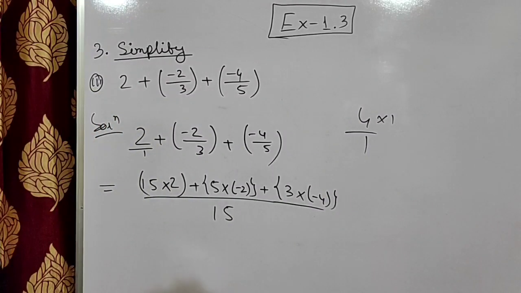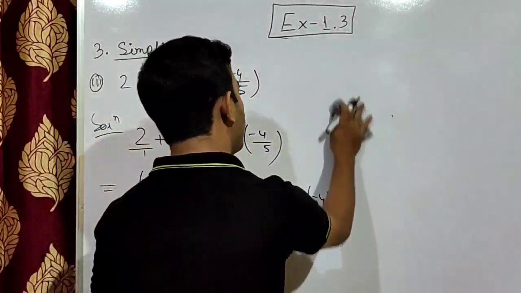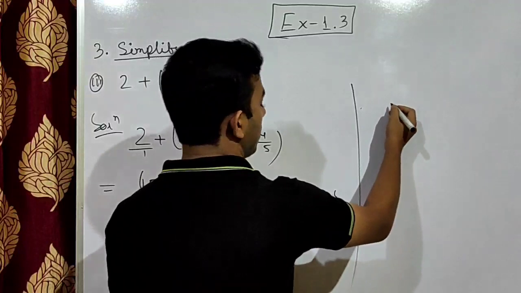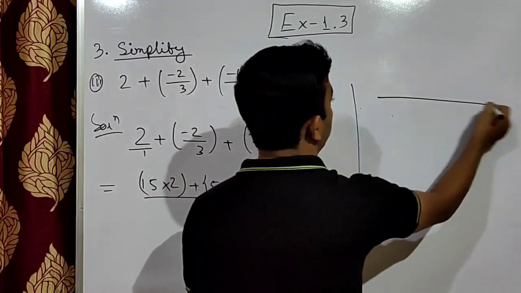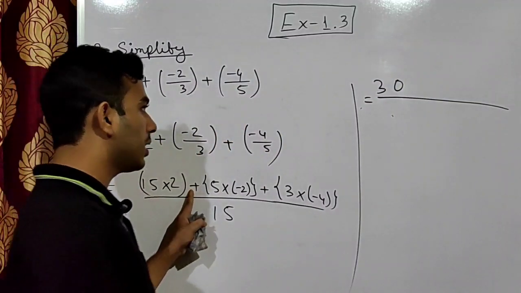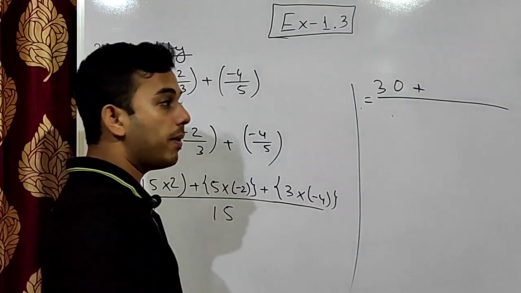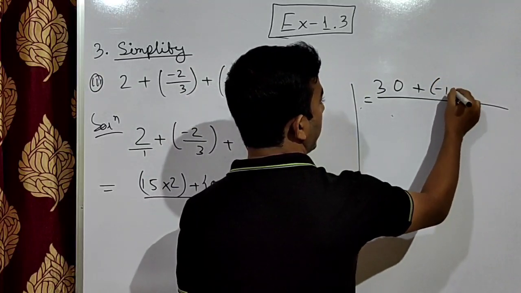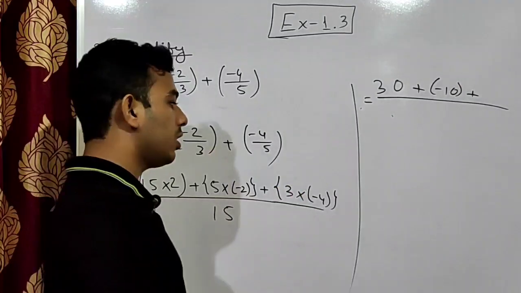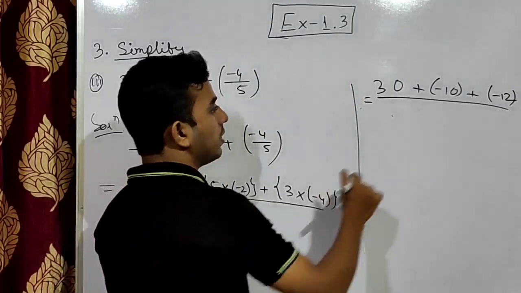Very good. So now we will multiply, add or subtract according to the given expression. Our first one is 15 into 2, so we have to multiply. 15 into 2 is 30. Next is plus. Now 5 into minus 2 is minus 10. Then again plus sign. Now 3 into minus 4 is minus 12, divided by 15.